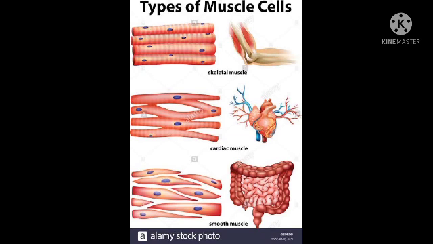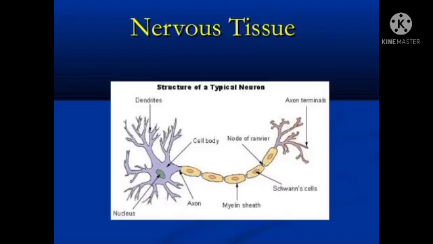We are going to see about the next animal tissue, the last animal tissue, that is nervous tissue. Nervous tissue is composed of specialized cells which are called neurons. These neurons are used to transmit the message from one part of the body to another part of the body. Usually it transmits the message from all parts of the body to the brain and spinal cord, and in the same way it transmits the message from the brain to other parts of the body.